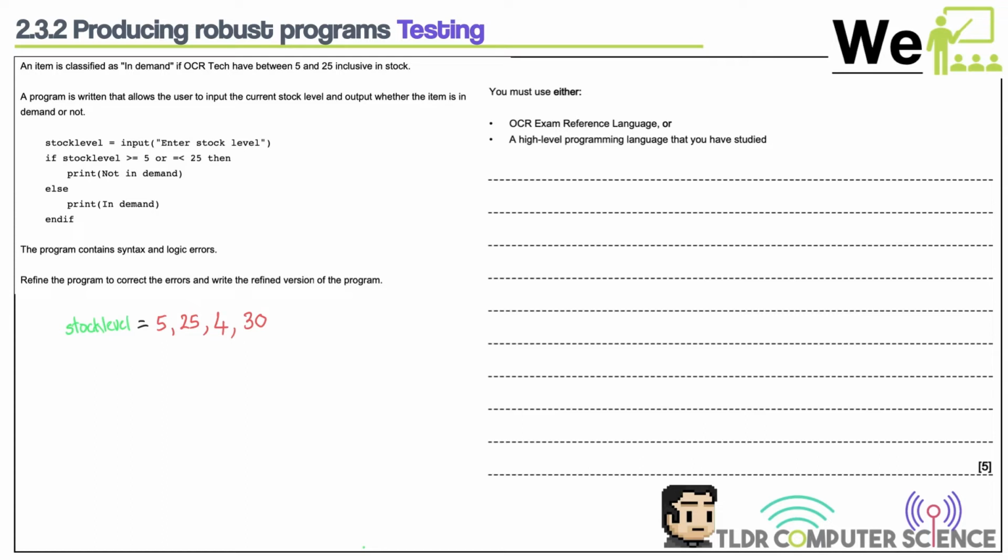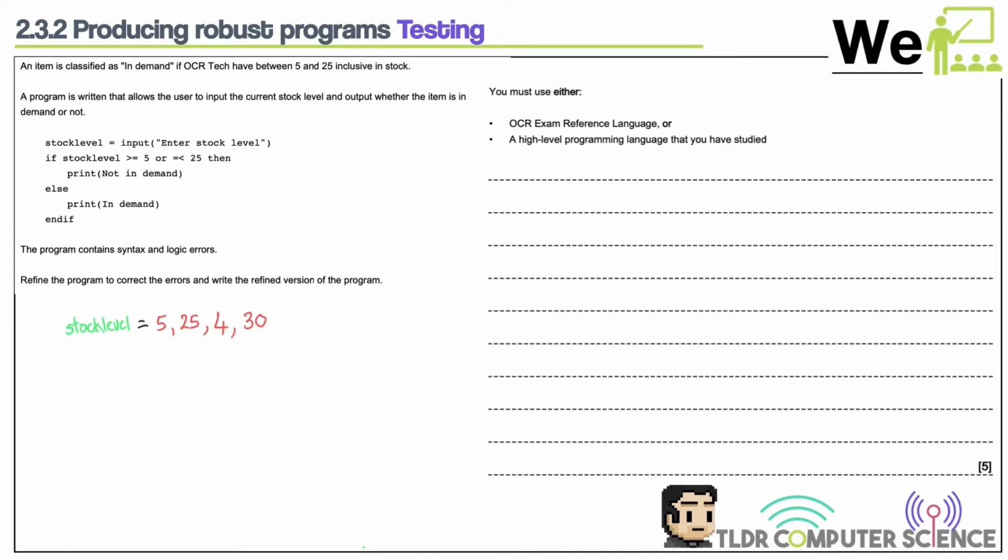So I'm anticipating that 5 and 25 are my borderline values that are still valid. So if the stock level is between 5 and 25, it should say in demand. So 5 and 25 should say in demand. 4, because it's outside that, should say not in demand.